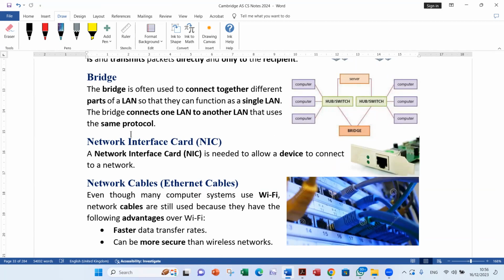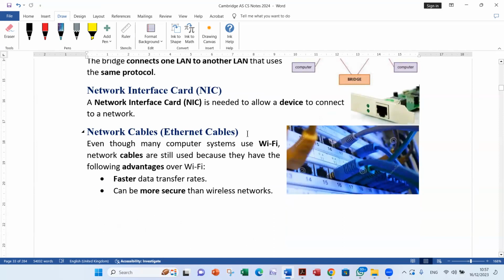The bridge. The bridge is used to connect different parts of a LAN, so they function as a single LAN. So you have here a switch with computers connected to it. You have here another switch with other computers connected to it. And you'd like to connect the two switches together, you put a bridge. The bridge connects two different networks having the same protocol. Because this is a local area network, this is another local area network. They are Ethernet, and you just put a bridge to connect both together. The bridge is very simple.